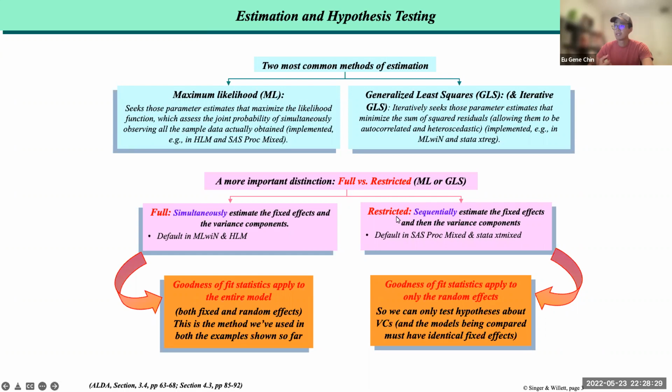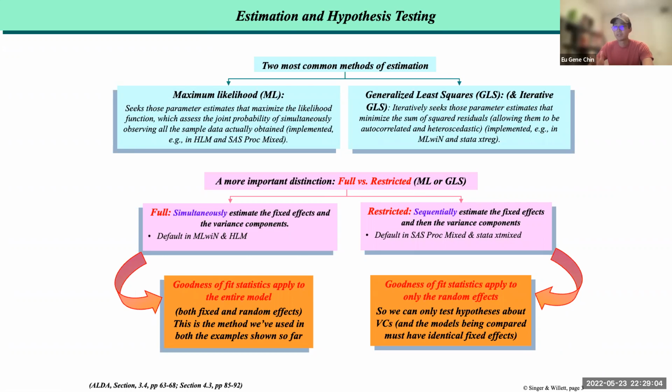GLS also has a restricted version of GLS. So that's basically the GLS equivalent of restricted maximum likelihood, basically recognizing the fact that the fixed effects have some amount of uncertainty to them. And so it incorporates that into its algorithm. So between, and this is an important distinction here, full versus restricted, regardless of whether it's maximum likelihood or GLS, what's the main difference here?